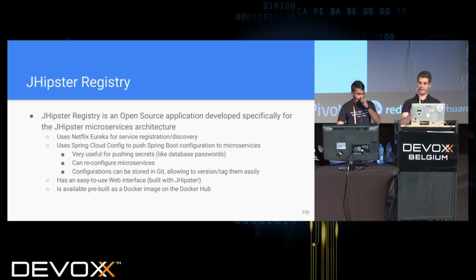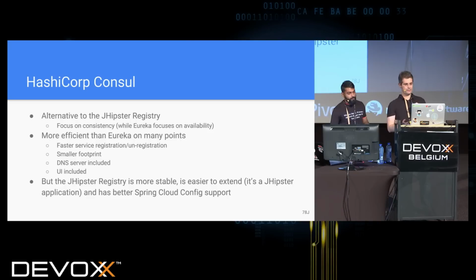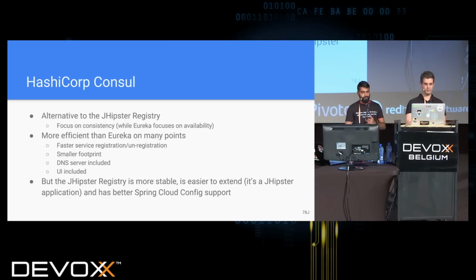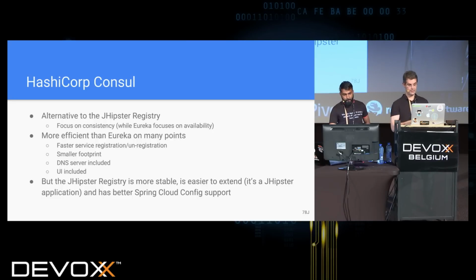You can also replicate it if you want high availability. As another option to the JHipster Registry, and this is still in beta but should come quite quickly, we actually have Consul, which is kind of a competitor. It focuses on consistency and is more efficient on the number of endpoints. It has faster service registration and unregistration. If I go fast here with the gateway, you will see I will have missing microservices for some seconds. It has a smaller footprint because it's not in Java, it's in Go. It has a DNS server, so you can name your services, and it has a UI included.